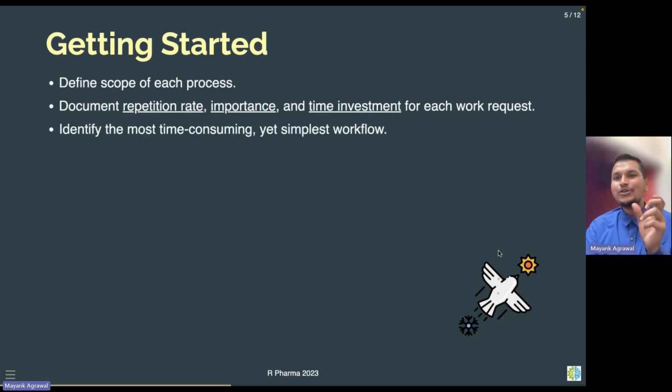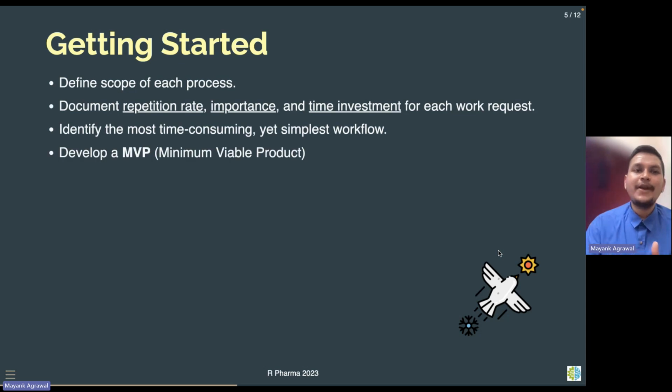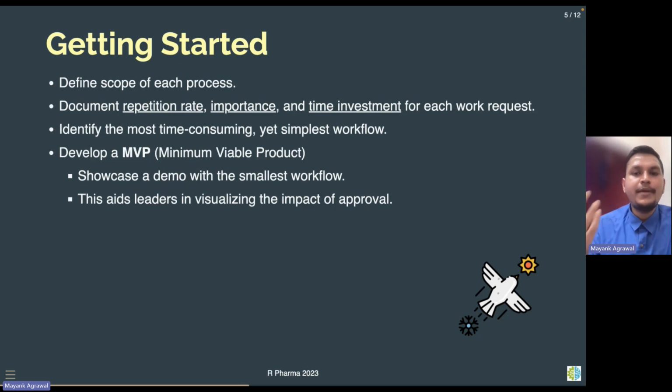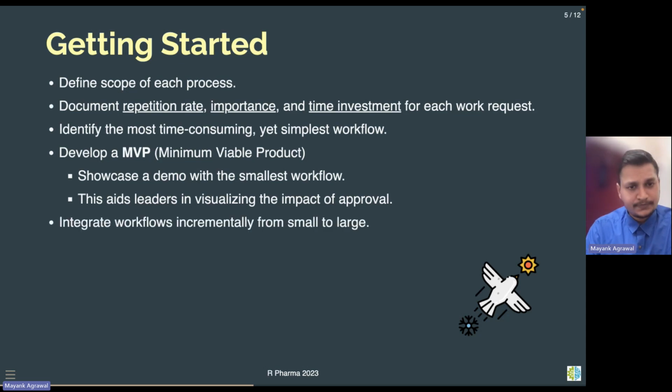Then we identified the most time-consuming, yet simplest workflow so that we could develop an MVP, or a minimum viable product, across this simplest yet time-consuming workflow. And so that the biostats could showcase this as a demo to their team, to their managers and the higher-ups so that they could visualize what would be the impact in terms of cost saving, time saving, and faster results if this is scaled up.